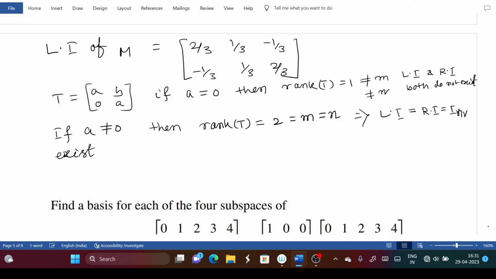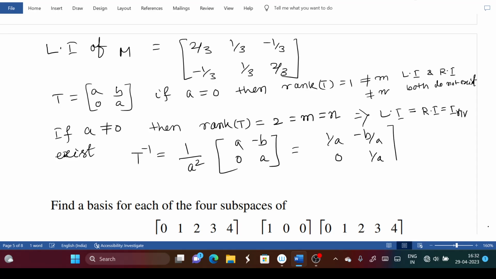So directly I'll find the T inverse, which is my left inverse, which is my right inverse. So it is 1 by A square, position of A changed, it is minus B, it is 0. So this is my left inverse. Let us take this A square inside. It is 1 by A, minus B by A square, 0, 1 by A. This is my left inverse of T, right inverse of T, that is inverse of T.